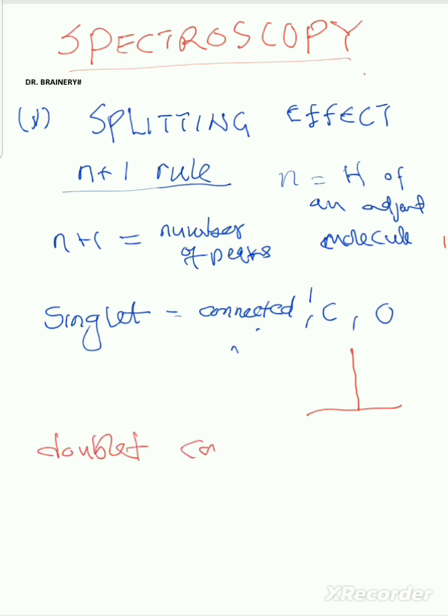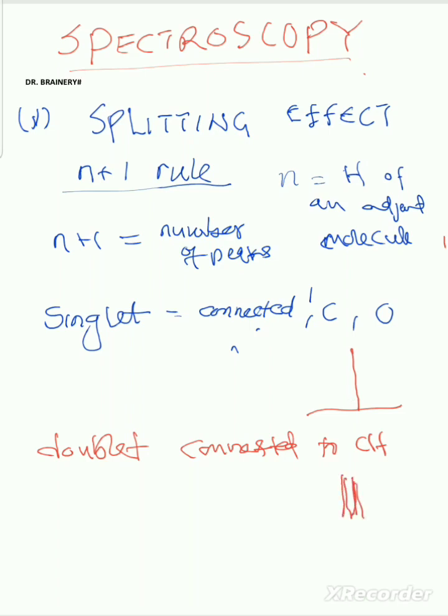We're talking about doublet. Doublet is connected to CH. What does it mean? You're going to use the N plus 1 rule, where the number of peaks is 2. Then the number of hydrogen on the adjacent atom: N is equal to 2 minus 1, which is 1. So here the number of hydrogen is just 1. That's why I said it is connected to CH. So the number of peaks, which is doublet, will be shown this way, like this.